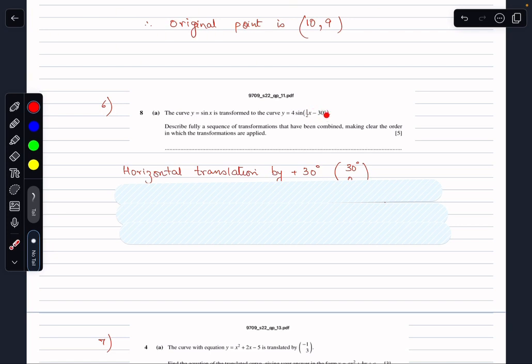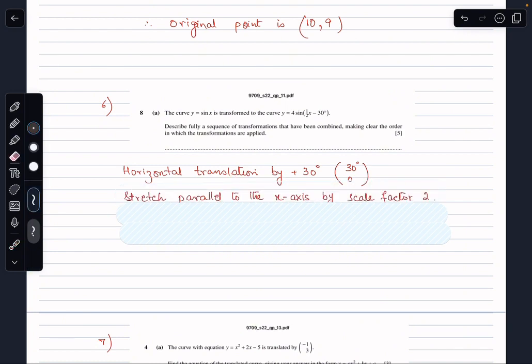This -30 shows that there has to be a horizontal translation by positive 30 degrees here. So horizontal translation by positive 30 degrees, therefore the vector represented is (30 degrees, 0). Then we can see that there is a stretch parallel to the x-axis. Why is that so? Because I can see that with x I have a 1/2, therefore it has to be the stretch in the x direction by the scale factor, which is 2 units.